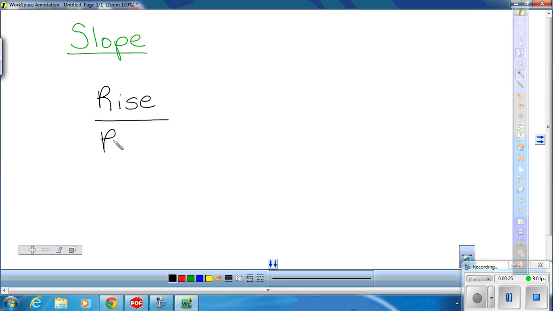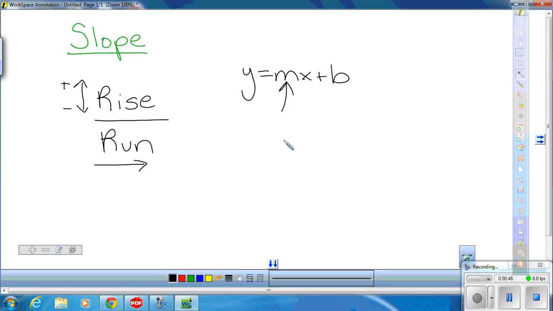Rise over run. Slope, the top number always tells us on the graph whether we're going up or down, and then what we're going over to the right. Positive means we're going up and negative means we're going down, and we've done rise over run. We had equations last night, and we said that in the equation y equals mx plus b, the slope is that number in front of x. And when we had a graph last night, you had to write the equation, and we could count on the graph our rise and our run to find the slope.